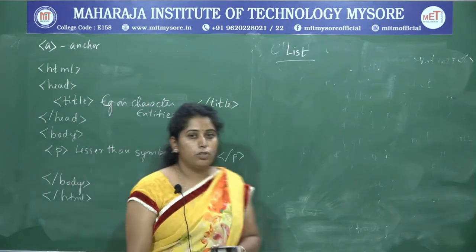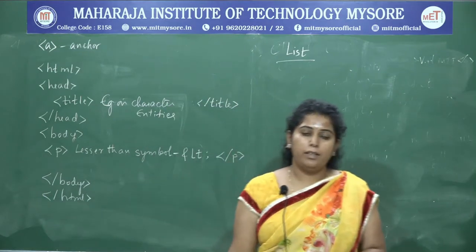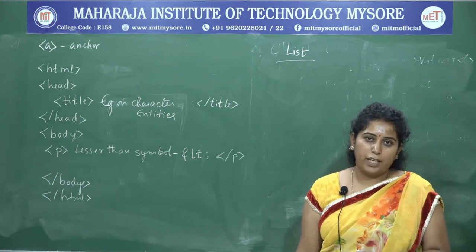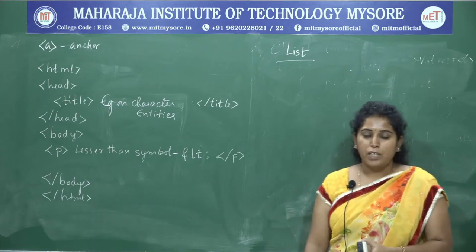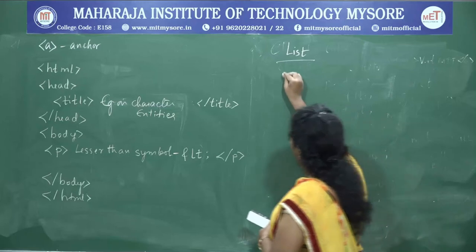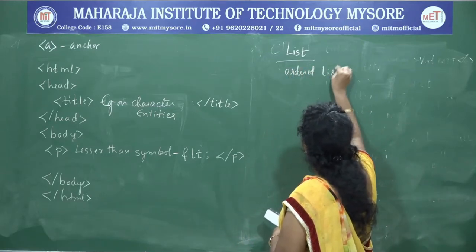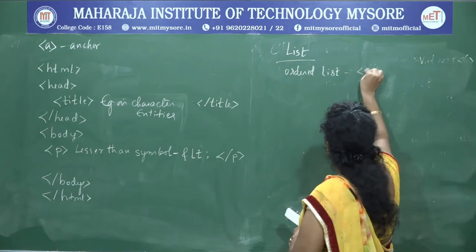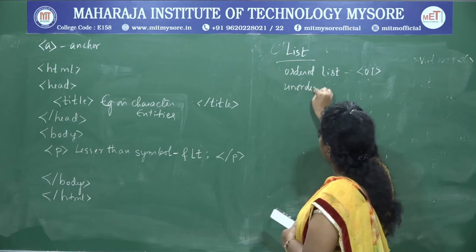So the next topic is about lists. What do you mean by a list? We normally make use of a list of items, list of elements, list of data. So it is a collection of some data, right? How can this data be organized? There are three types. One is the ordered list. For ordering the list items, we use a tag called OL. The second one is the unordered list.